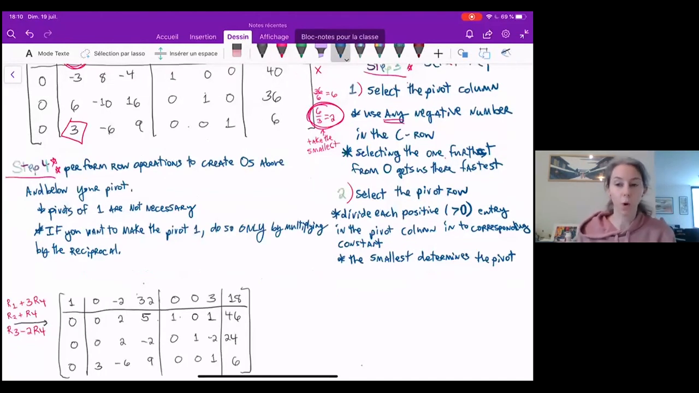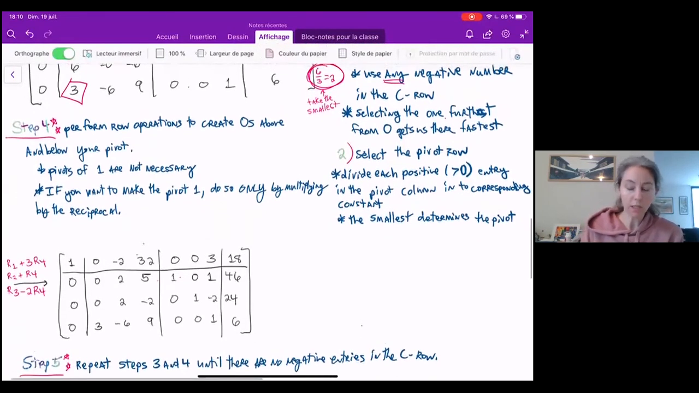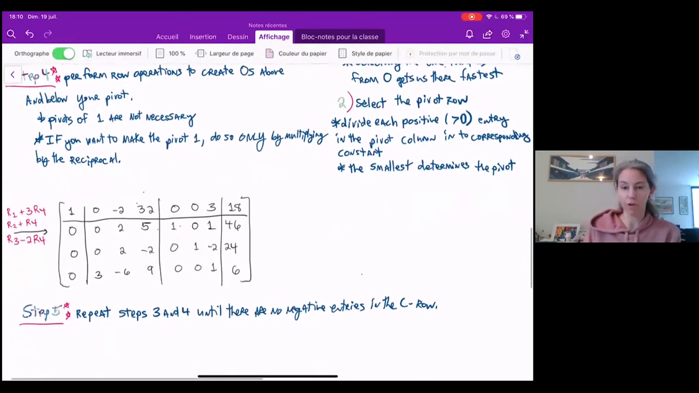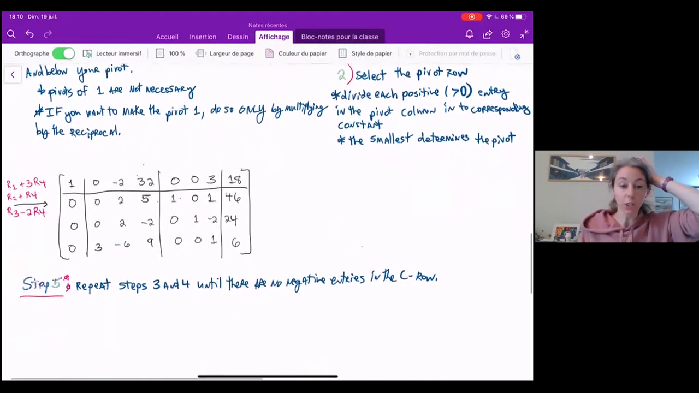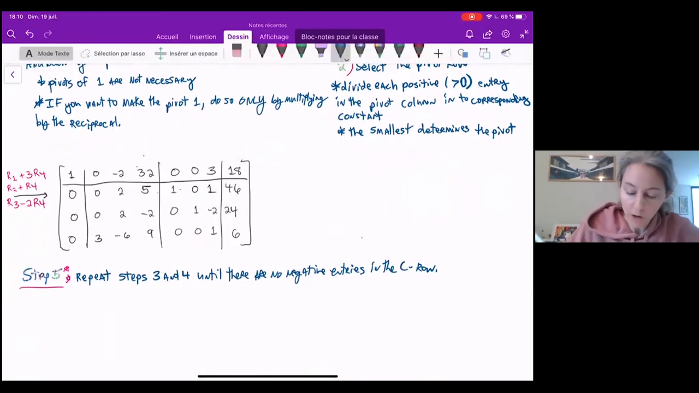Okay, so I've done my row operations, and this is what I end up with. I have zeros everywhere else in that column, and notice that the slack variables also changed, my constants changed, everything changed. So this brings us to step 5, which is to repeat steps 3 and 4 until there are no negative entries in the C row. When I look at this, I do have a negative entry left over in the C row. So I'm going to repeat steps 3 and 4.